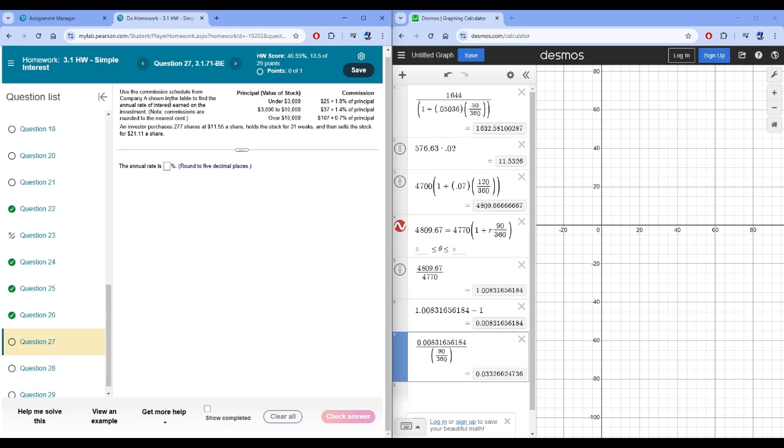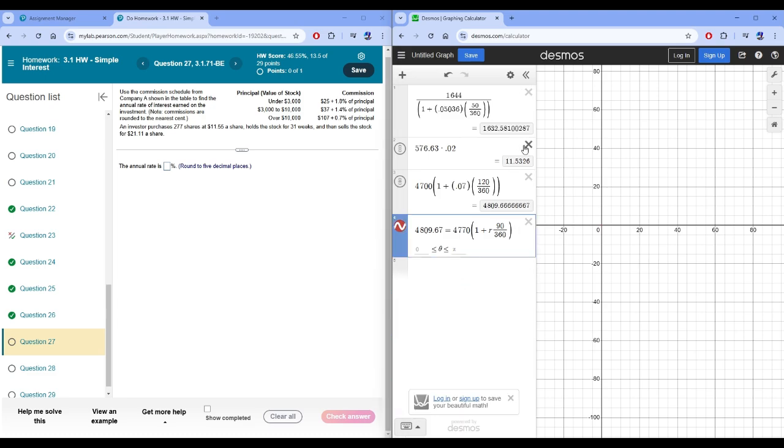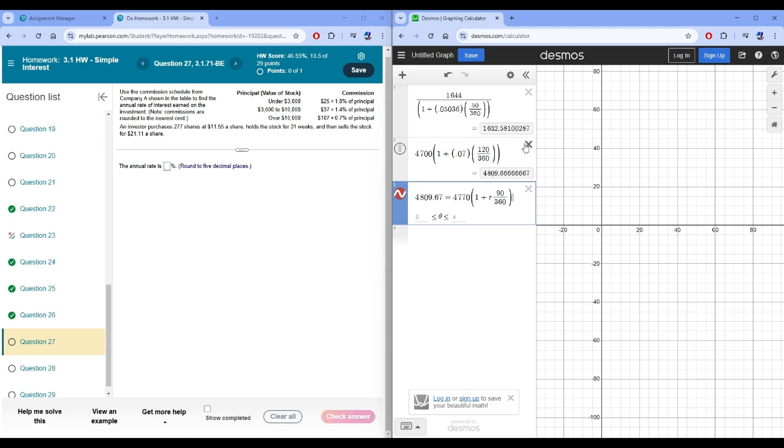All right. Use the commission schedule from the company A shown below to find the actual annual rate. Okay, so an investor purchases 277 shares at $11.55 a share, holds the stock for 31 weeks, and then sells the stock for $21.11 a share. So here the question is just plugging it all into what we were basically just doing, which was right here, and I'll just clean this up. Is it this one? No, it's not this one. So here, the investor purchased 277 shares at $11.55 a share.